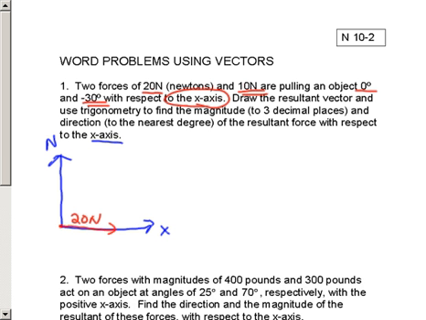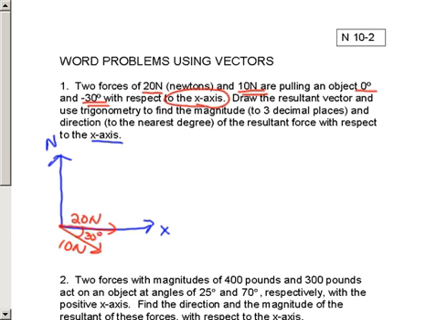Now it says it's negative 30. This is where it gets a little tricky, because most of the time it's from north in the clockwise direction, so negative 30 would be in the negative direction. But if they tell you with respect to the X-axis, up is positive, down is negative. You get it? So we're going to go negative 30, 10 newtons. This right here is 30 degrees.